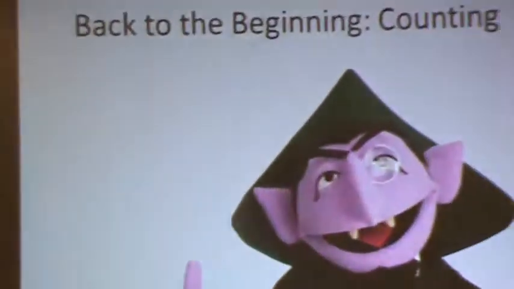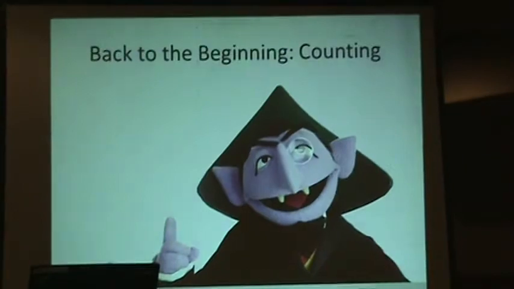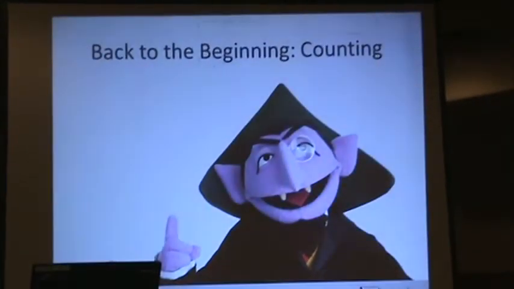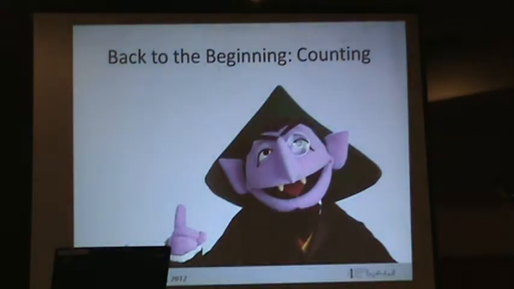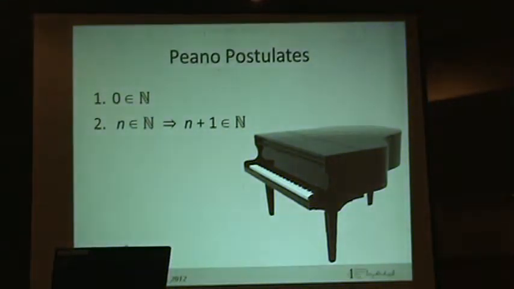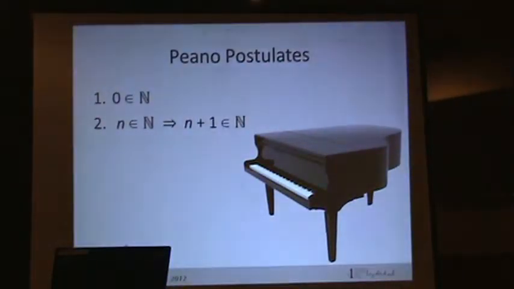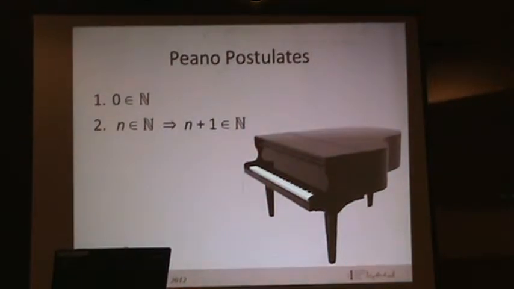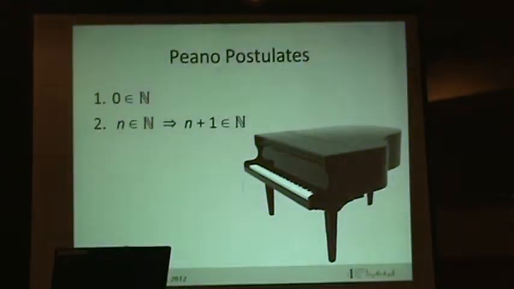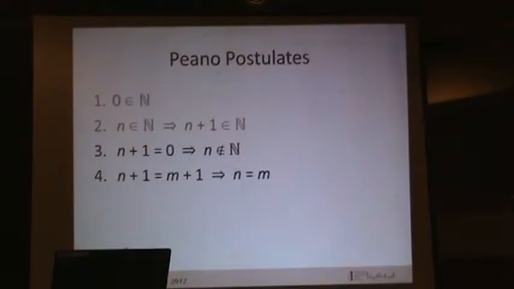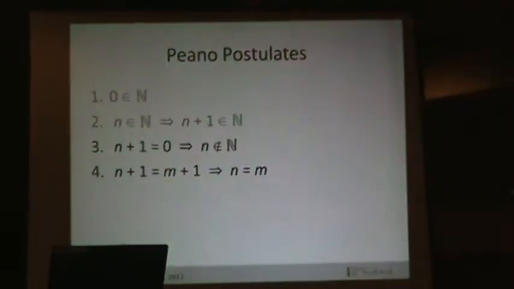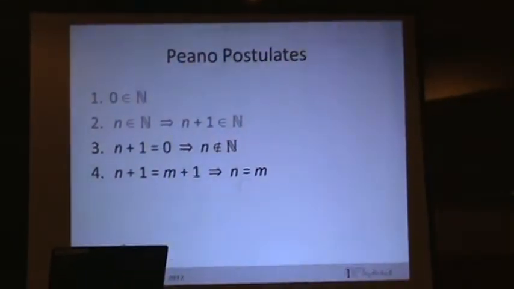I want to go back to the beginning and start with counting. Counting numbers are the numbers we start with. I'm going to give a formal definition of counting numbers based on the Peano postulates. We start with 0, and there's some convenience and some history to that, but it could be 1. I'll start with 0. 0 is a natural number. For any natural number, the one after it is also a natural number. If we add 1, if we take the successor to that number, we get another natural number. There's no number that comes before 0 in the natural numbers.